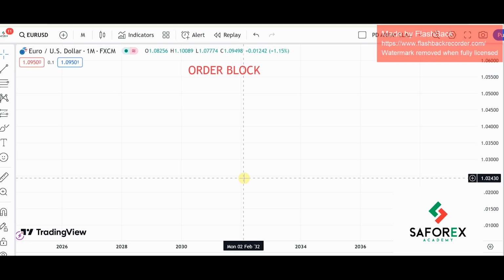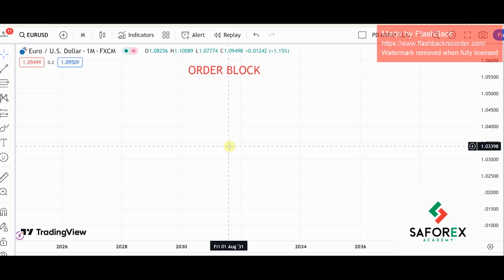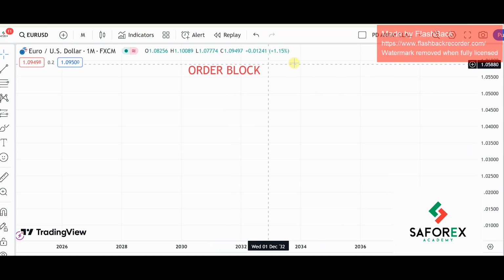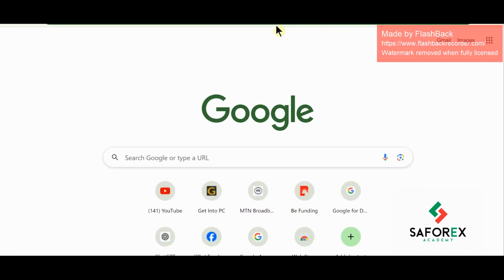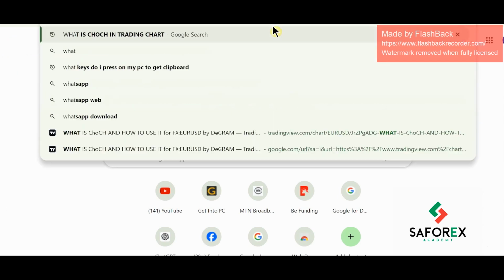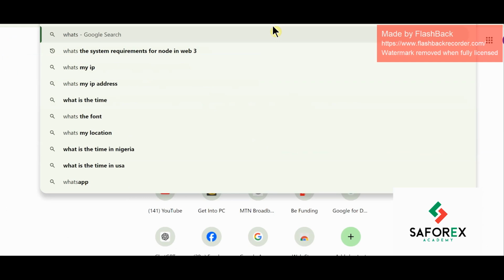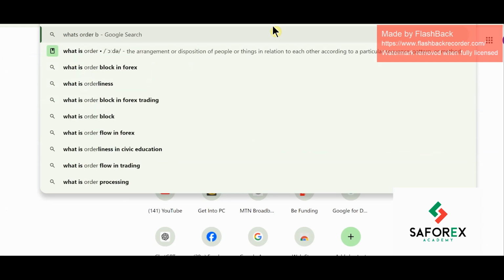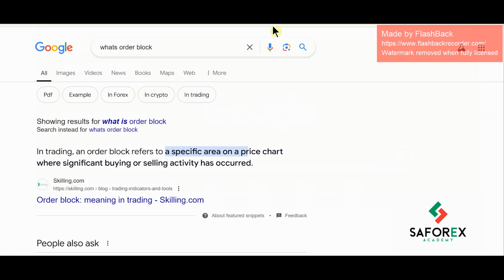As important as this tutorial is, I don't think the concept is very complicated, so I won't make it so elaborate. But before we continue, let's look at what order block is. Of course, you might have heard of order block, but let's just check on Google and see what order block is. It says in trading, an order block refers to a specific area on a price chart where significant buying or selling activity has occurred.